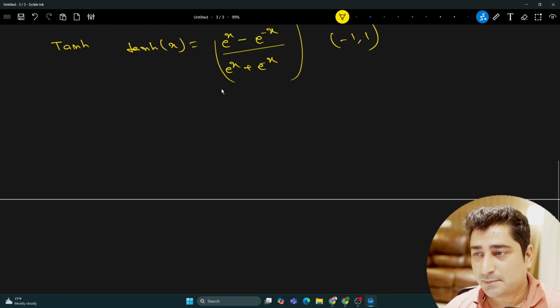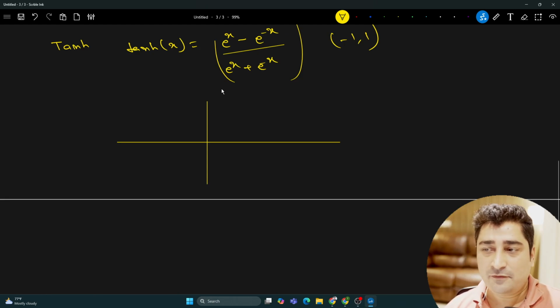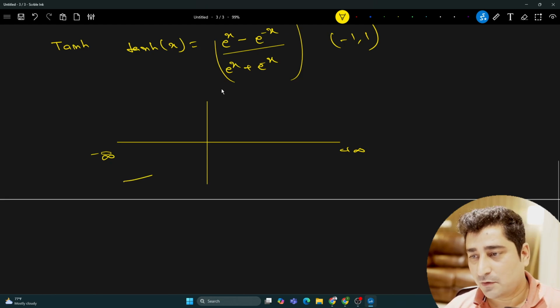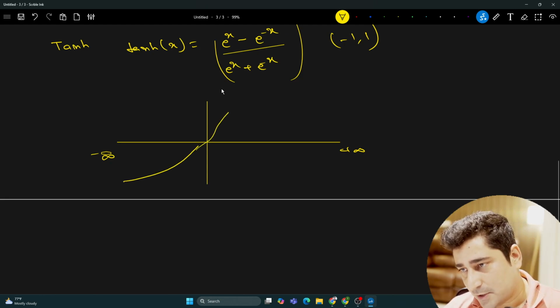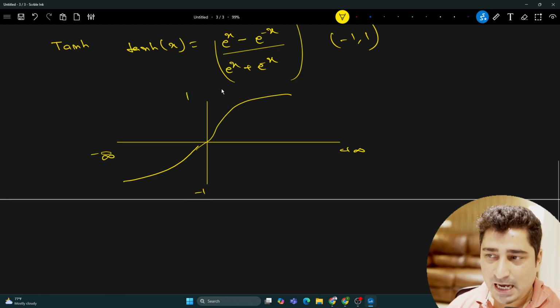So if I draw a graph over here, for any input between minus infinity to positive infinity, it will always try to give me an output between minus 1 and 1. So this is basically a hyperbolic tangent activation function that I can try to use.